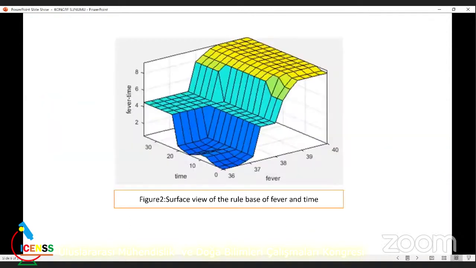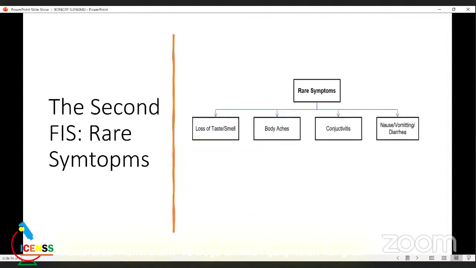Figure 2 illustrates the impact of the symptoms on risk evaluation in 3D form as a ruled surface performed in MATLAB. In the second fuzzy inference system, we aim to get a numerical output for the rare symptoms of COVID-19. There are 4 inputs in the system: loss of taste or smell, body aches, conjunctivitis, and vomiting.